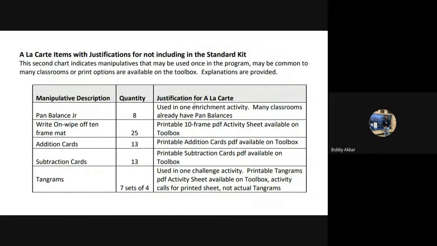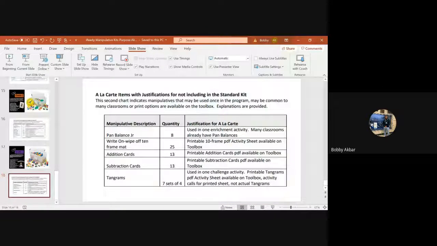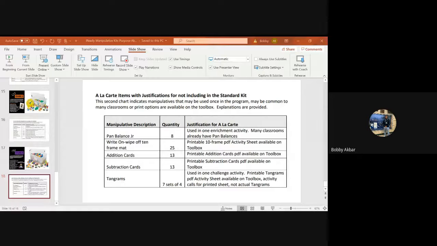And again, I can't emphasize it enough. Each of the kits that you have is for a classroom of 25. If you have more than 25 students, then please let me know so I can give you more manipulatives so that each student has access to the amount of manipulatives that is needed for your particular grade level. All right, and that's the end of my PowerPoint presentation.